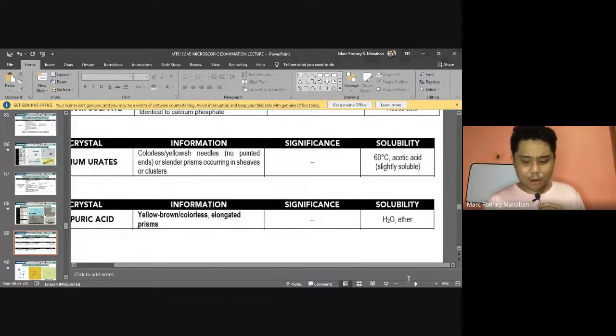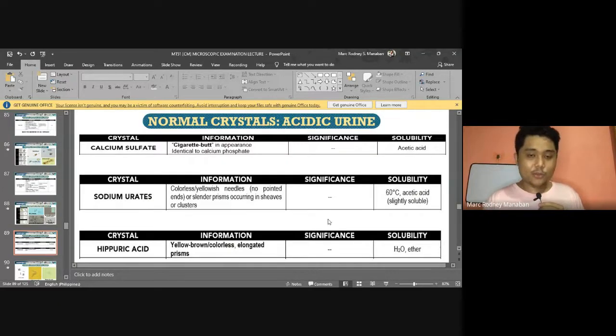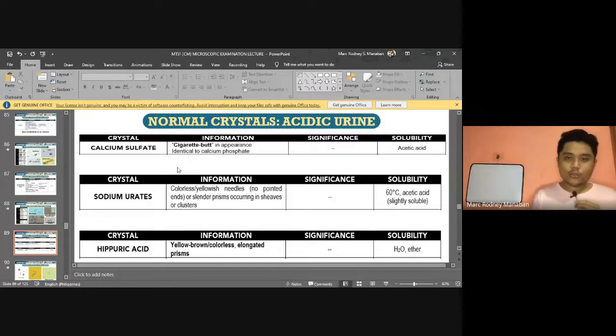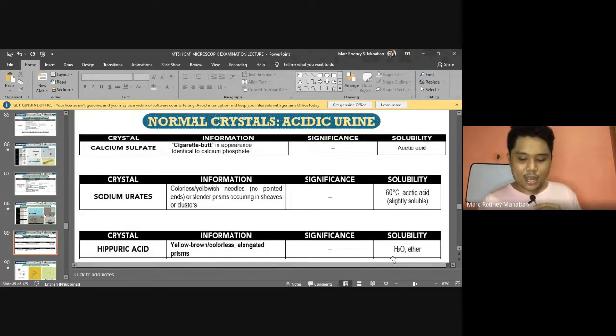Next, of course, just the normal crystals. You have calcium sulfate, cigarette butt in appearance. It is similar in appearance to calcium phosphate, but take note, how do you differentiate them? By pH. Calcium sulfate is found in acidic urine. Calcium phosphate is in alkaline urine. Next, you have sodium urates. It can be needles, with no pointed ends, or sheaves or clusters, meaning they are clumped together. Hippuric acid, elongated prisms. And take note, for hippuric acid, the solvent that dissolves it is water or even ether.